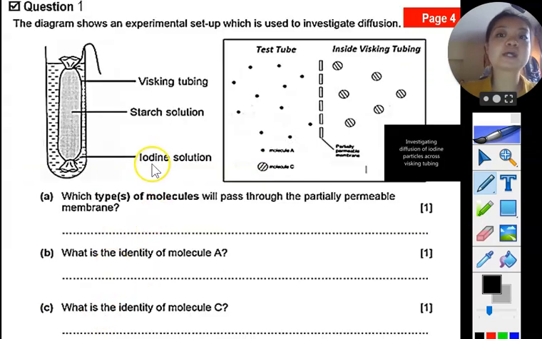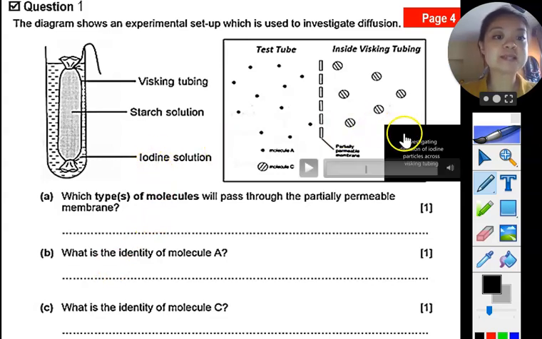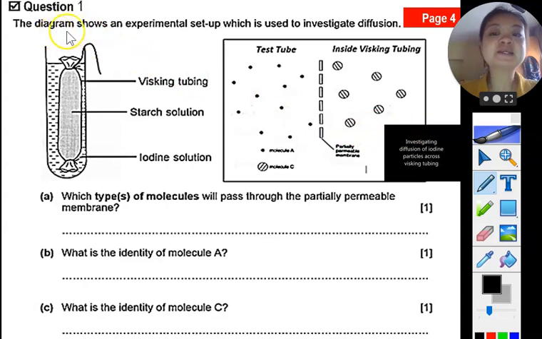All right, now let's look at question 1 at the bottom of page 4. Now let's look at this experiment over here. It says that the diagram over here shows an experimental setup which is used to investigate diffusion. Now there are a few things that I would like you to take note.